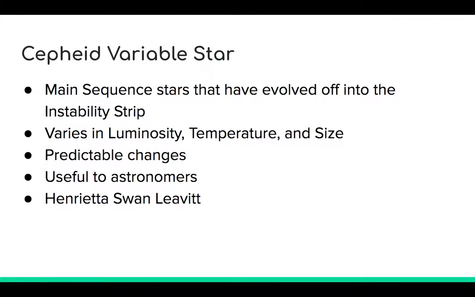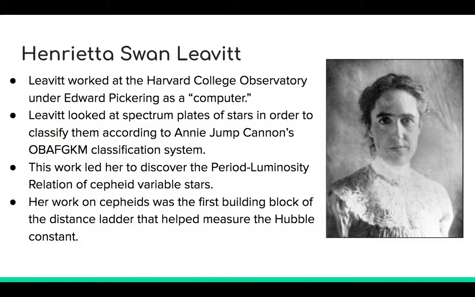These stars were first characterized by Henrietta Swan Leavitt in 1908. Leavitt worked at the Harvard College Observatory under Edward Pickering as a computer. Women were not allowed to be astronomers at the time, so instead there was a group of women working at Harvard as computers. Leavitt looked at the spectrum plates of stars in order to classify them according to Annie Jump Cannon's OBAFGKM classification system. This work led her to discover the period luminosity relation of Cepheid variable stars.